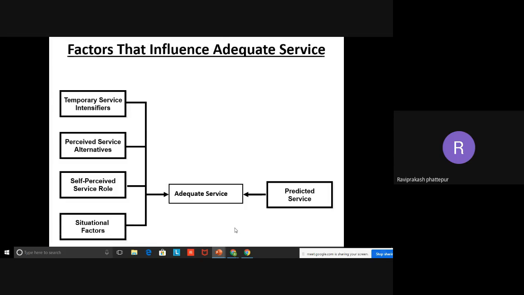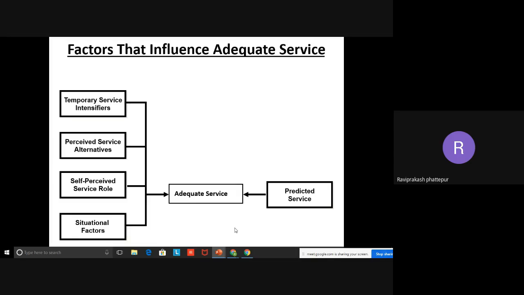Next, moving to factors that influence adequate service. So we just saw derived service. Now we are moving to adequate service. The first set had two major factors, and under the second one we had two more. But here we have four major things that give you the adequate service.